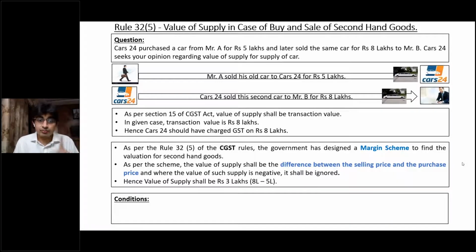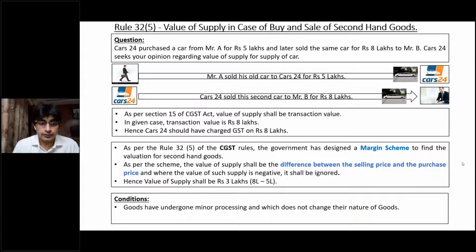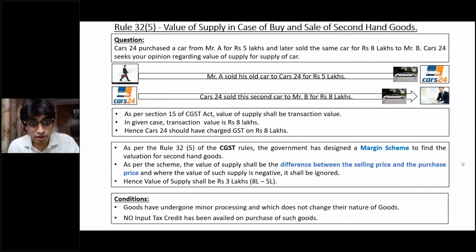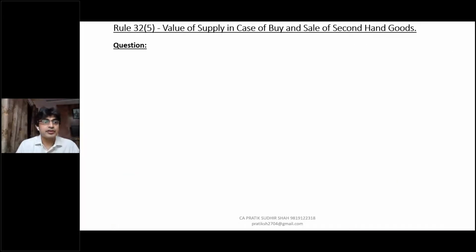Clear? But there is one condition. Goods should have undergone only minor processing; the nature of goods should not change. And second, Cars 24 should not avail input tax credit on the purchase of the car. Then only it is eligible. Clear? So this was buying and selling of second-hand goods. What does the law say? GST shall be applicable only on margin, not on the entire value. Clear?